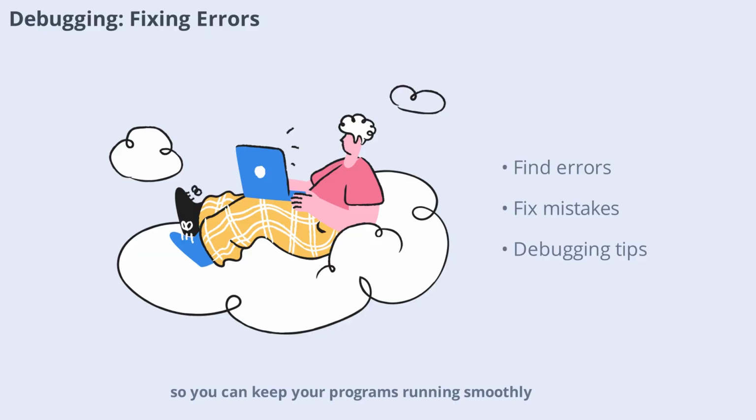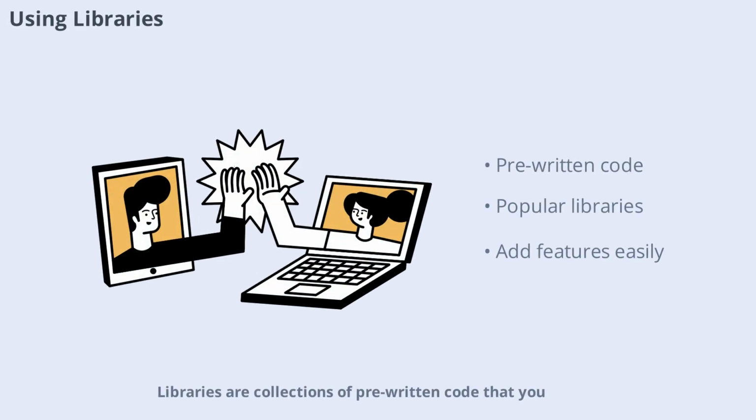Libraries are collections of pre-written code that you can use to add new features to your programs. For example, Python has libraries for math, graphics, and even web development. Using libraries saves you time and lets you build more powerful programs without starting from scratch. In this scene, we'll introduce some popular libraries and show you how to use them in your own projects.